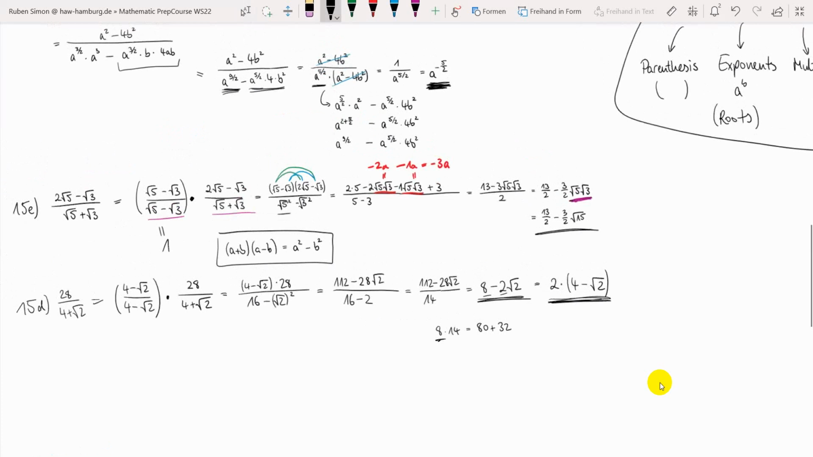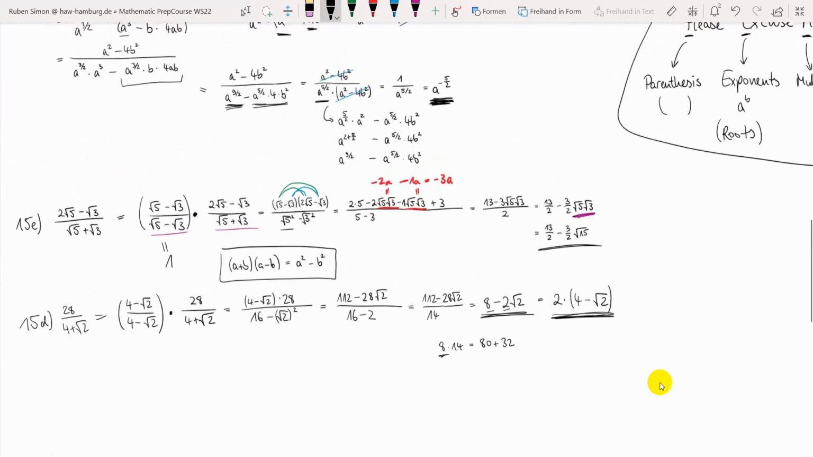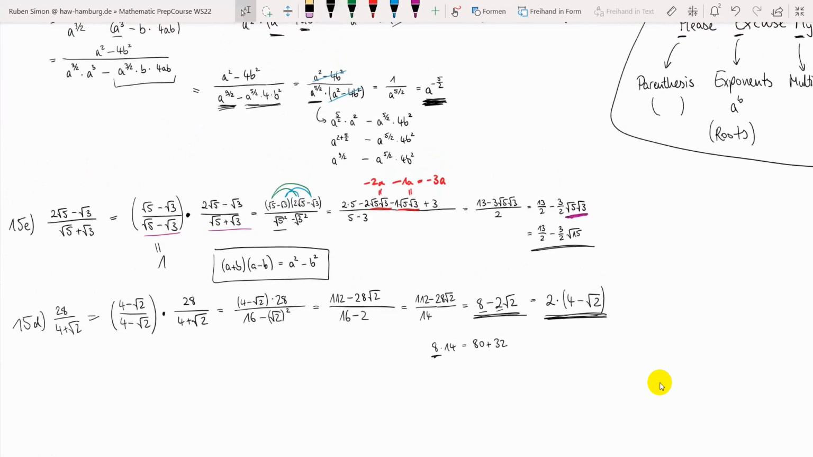Okay. Any other question? Could everyone follow this derivation of the result? Right, looks good.